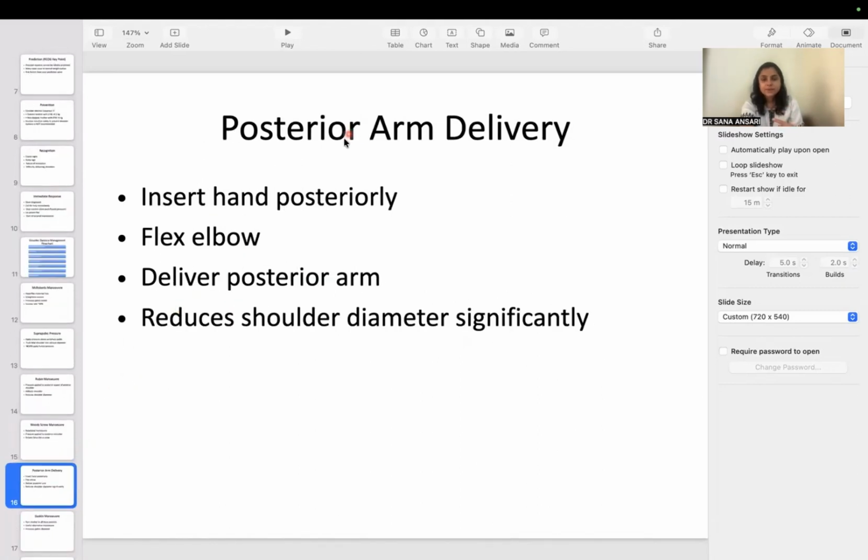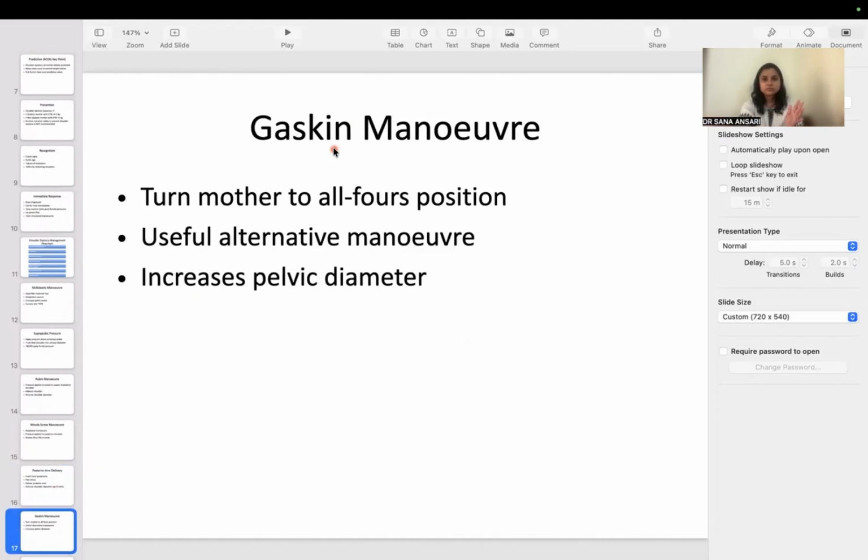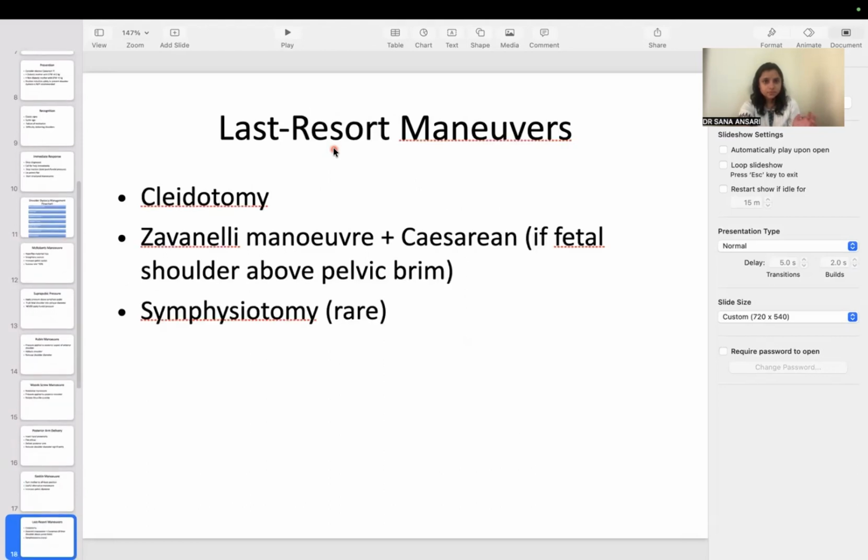The next step is delivery of the posterior arm. You insert your hand posteriorly, flex the elbow against the chest, and deliver the posterior arm. Once the posterior arm is delivered, this reduces the shoulder diameter significantly. The next maneuver is Gaskin's, where the mother is on all fours instead of a supine position. If everything fails, the last resort maneuvers are cleidotomy, Zavanelli's, and symphysiotomy.